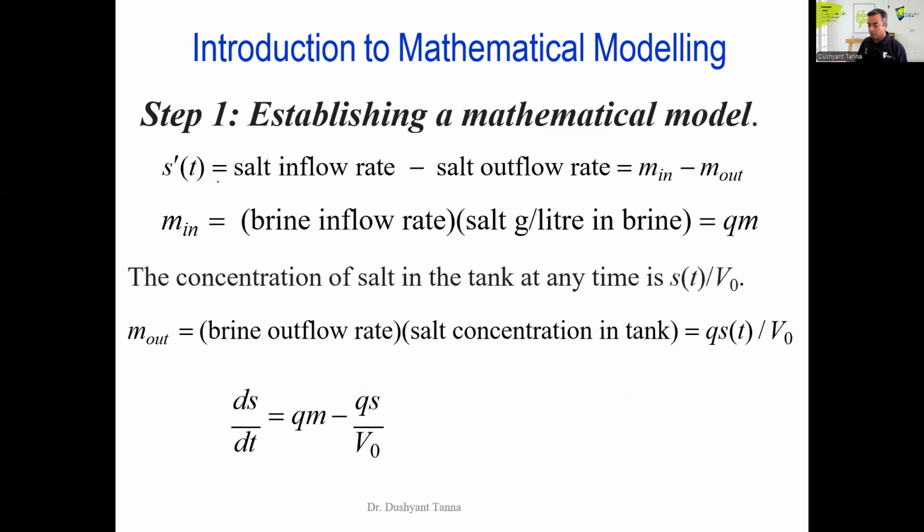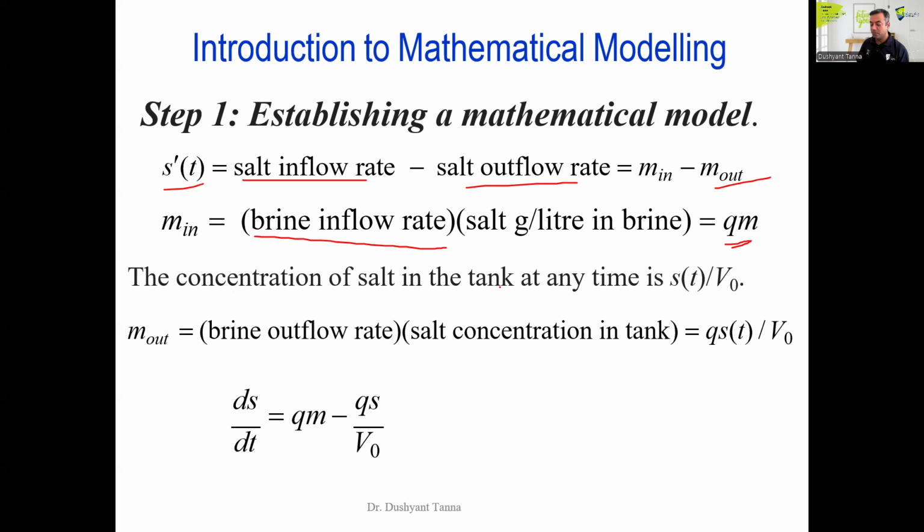So what we do, S dash T, the change in the salt content at time T, is obviously the inflow minus outflow. M in minus M out. Simple thing. Whatever you're inserting minus what's going out, right? M in, the brine inflow rate. What is the incoming part? So brine inflow, that's like a chemical cleaning process. So in short, the inflow rate times the salt gram per liter in the brine. So we call it Q times M, inflow times the salt gram.